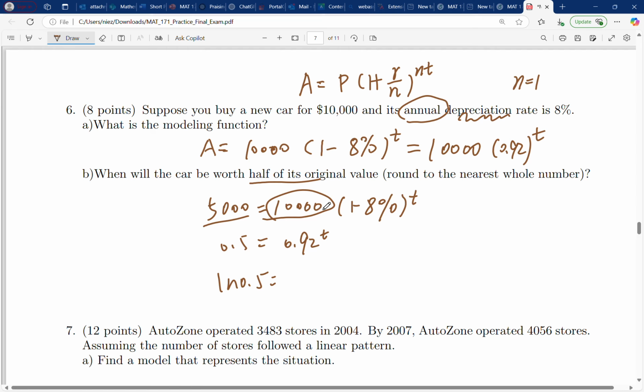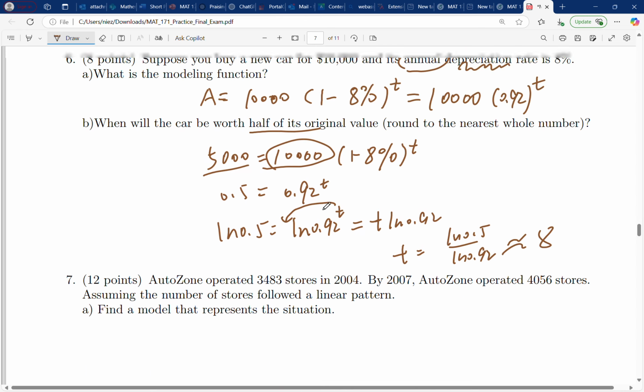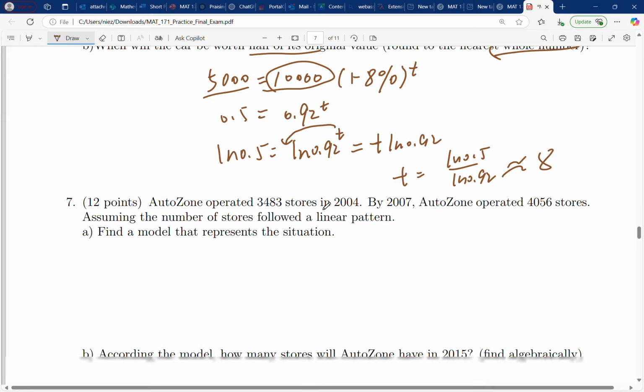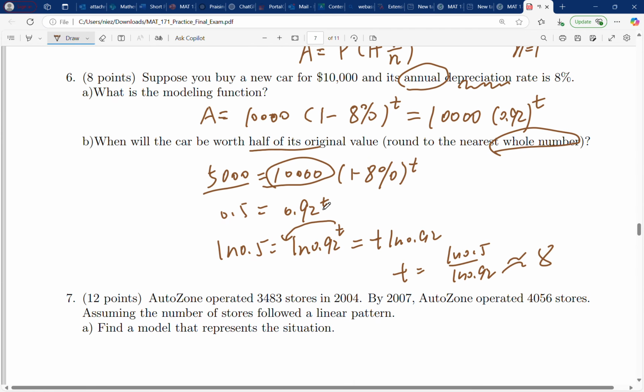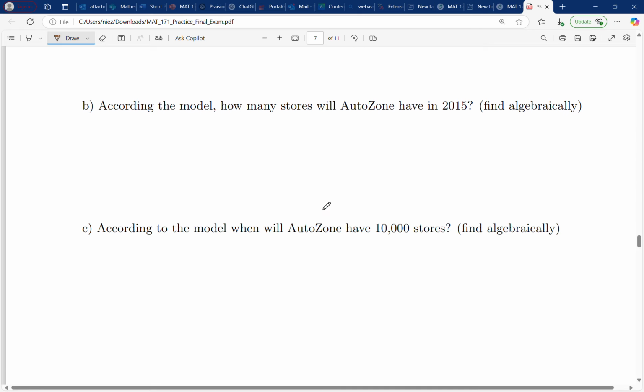Then apply ln to both sides, you will get ln 0.92 to the t. Then use the power rule, move t in front of it. So t ln 0.92. Then you will get t equal to ln 0.5 divided by ln 0.92, right? 1.92. Very good. This is around 8, right? Around 8. Since here we keep the nearest whole number. They ask you, right? Nearest whole number.